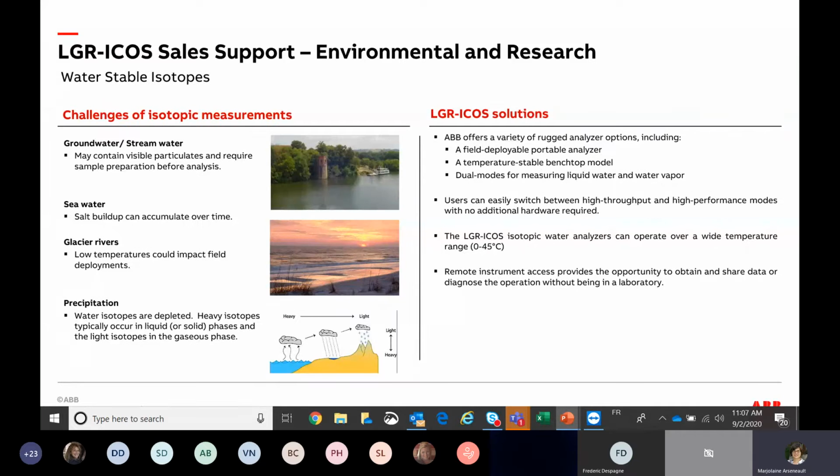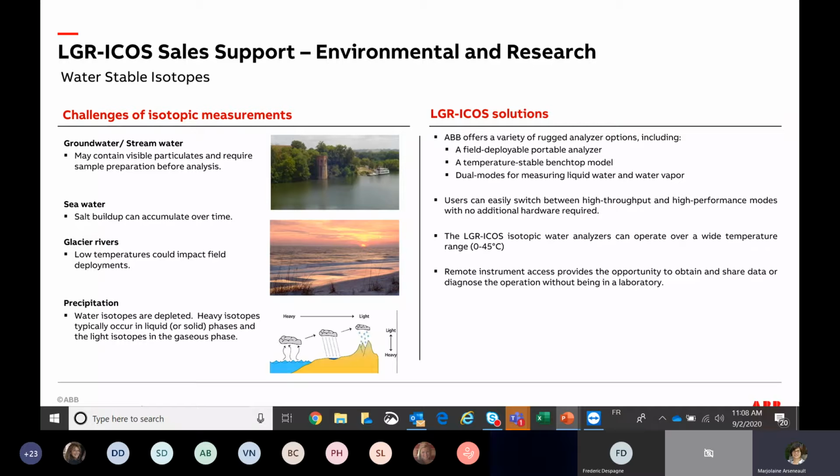What are the challenges of isotopic measurement? It depends on the source of the water we're measuring. Groundwater and stream water may contain visible particulates and would require sample preparation before analysis. Seawater, of course, contains salt, so it could have a salt buildup and accumulate over time in the analyzer. I'm not saying it will accumulate in our ICOS, but it's a general problem for all the systems. Then we have glacier rivers. Of course, the main problem is the low temperature that could impact the field deployment.